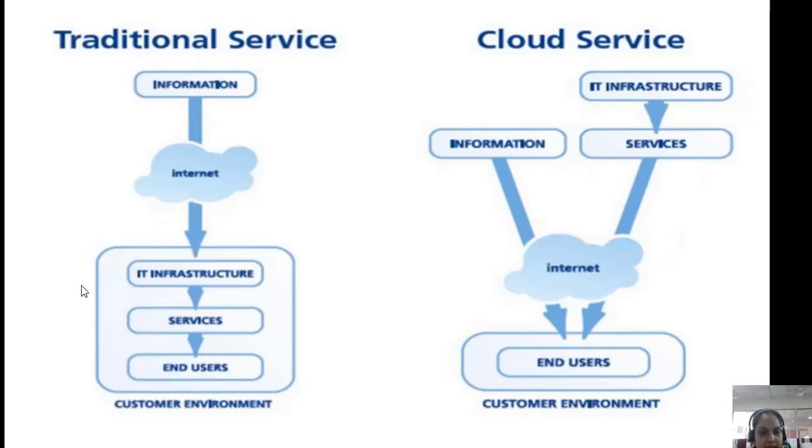Inside that customer environment we have three levels. One is IT infrastructure, then we have services, and then we have the end users. Ultimately, because of this IT infrastructure, we are able to place the services, and these services are used by the end users. So in the traditional service, dear student, we have to manipulate these three things: the IT infrastructure, services, and end users. We have to deal with these three things and adjust them.